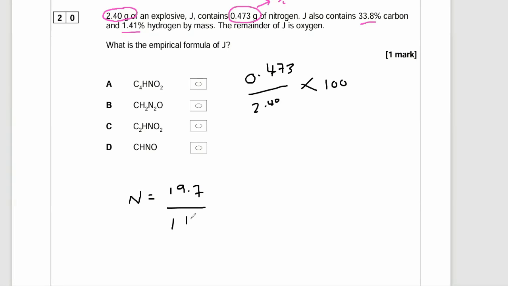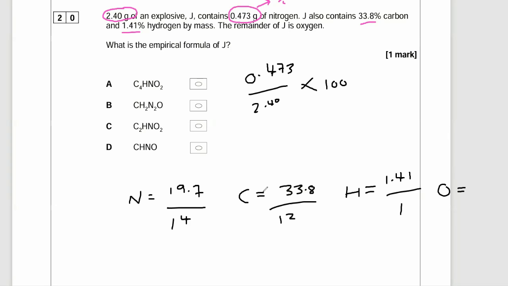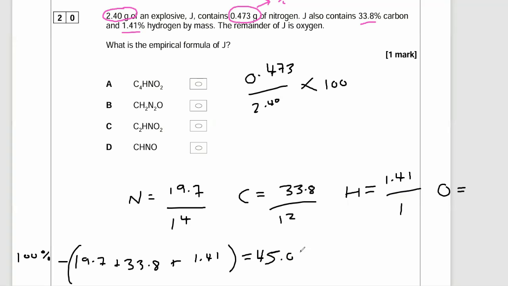All right, so nitrogen is 19.7%, carbon is 33.8, and with empirical formula you divide by the AR, so 33.8 over 12. Hydrogen is 1.41% over 1 because hydrogen's AR is 1. Now oxygen they've not given us, but we can take the 100% and subtract all the percentages of the others. So we can do 19.7 plus 33.8 plus 1.41, do 100%, subtract that, whack that in the calculator, no, it's not 50, it's 45% roughly, 45.08, but that's basically 45.